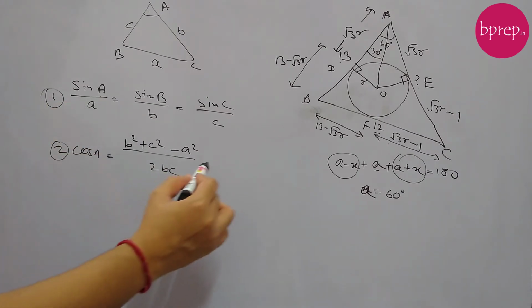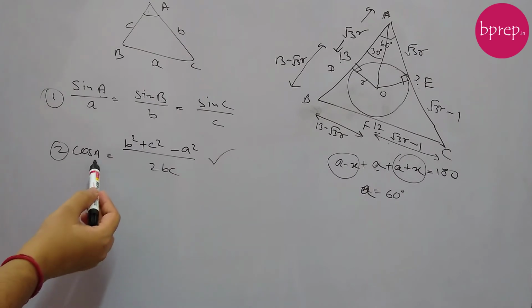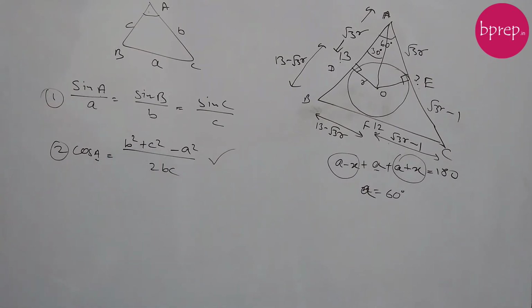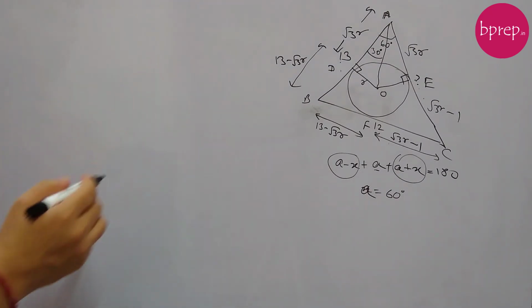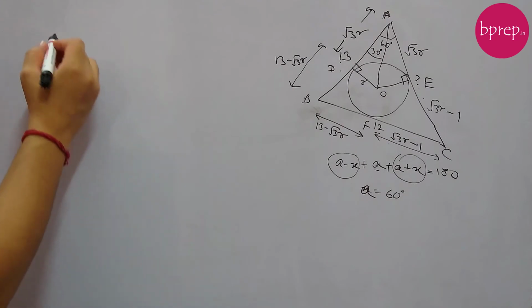So it seems like we can use this formula, right? Because just one angle is involved and the other three sides are involved. So in this case, this is more appropriate for us. So let's put this down. Now in this triangle, if we apply the cosine rule, then what will we have?